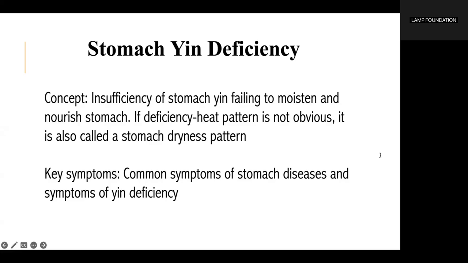The most significant sign of deficiency of stomach yin is a tongue that is either without coating or has a rootless coating in the center, the stomach area. This is due to the insufficiency of stomach yin failing to moisten and nourish the stomach. If a deficiency heat pattern is not obvious, it is also called a stomach dryness pattern. Key symptoms: common symptoms of stomach diseases, and the symptoms of yin deficiency. Even just the absence of coating in the center of the tongue is enough to diagnose stomach yin deficiency.